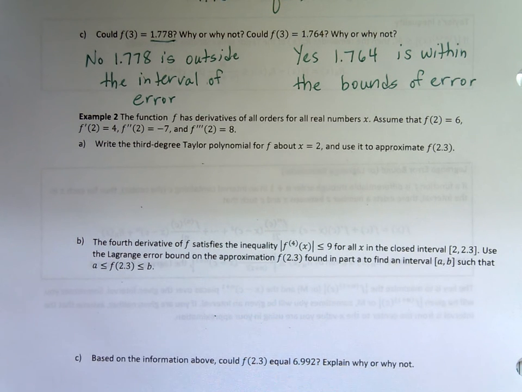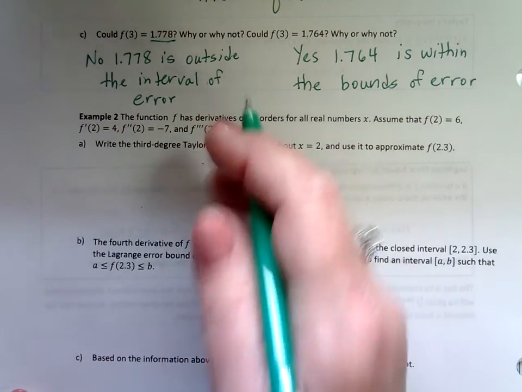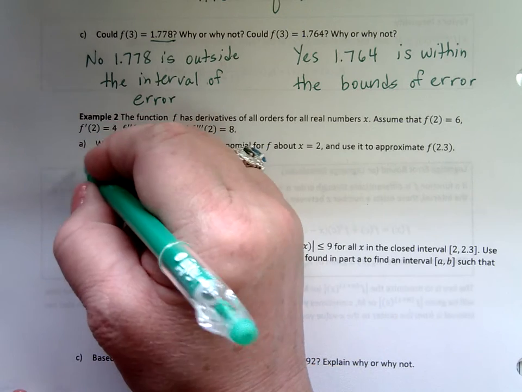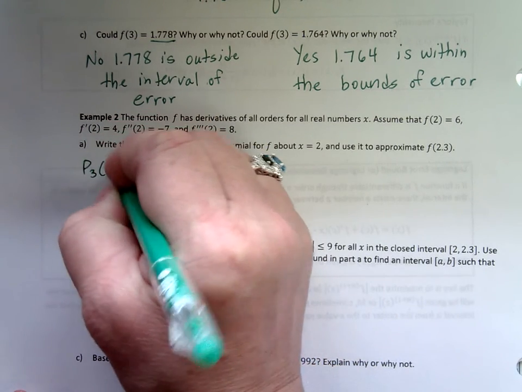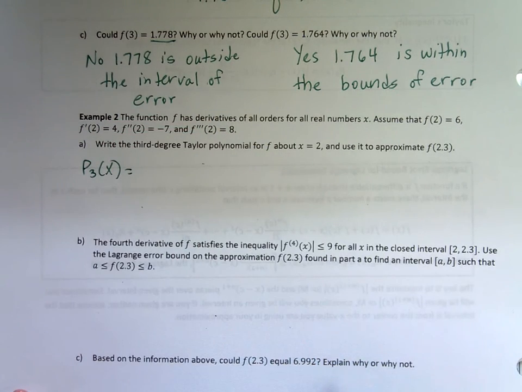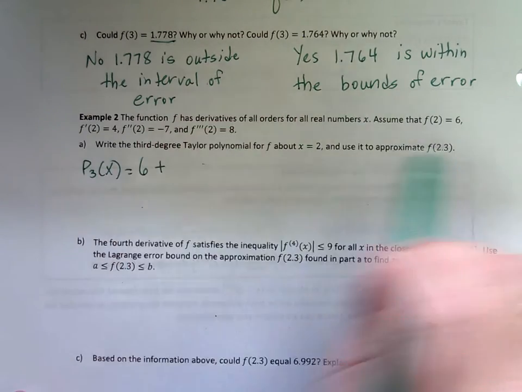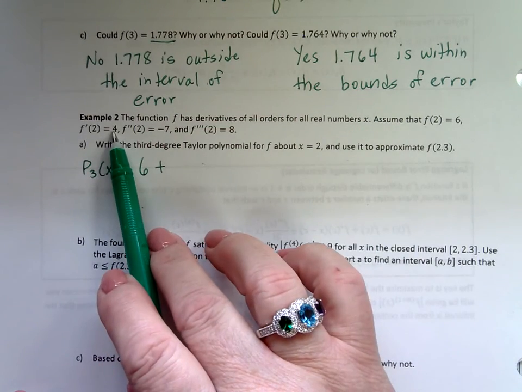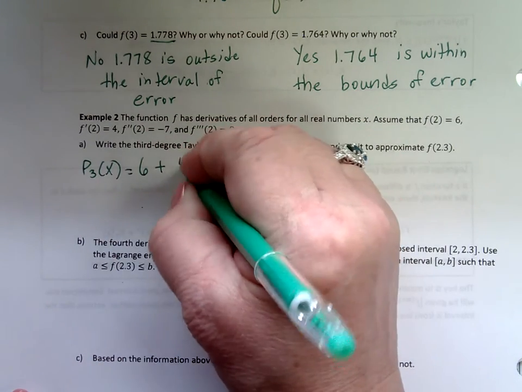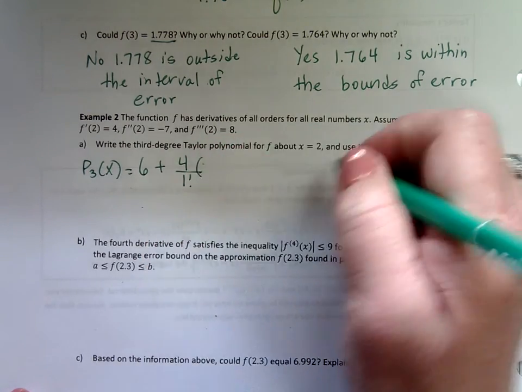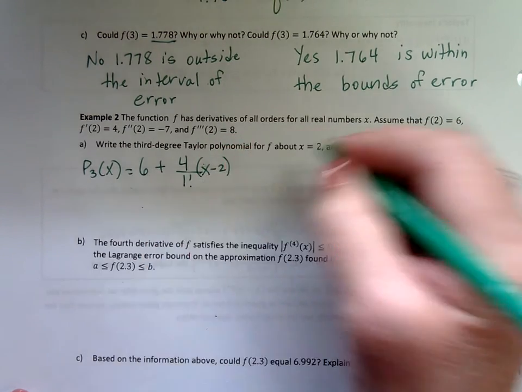This is kind of an old question from a previous section, but we're going to use it to answer questions that are about this error. That's the big topic for this section. So P3 of x equals, they tell me the first term is 6, so there you go, 6 plus. They tell me the second term's coefficient is 4. Over 1 factorial, this one's centered at 2, x minus 2.